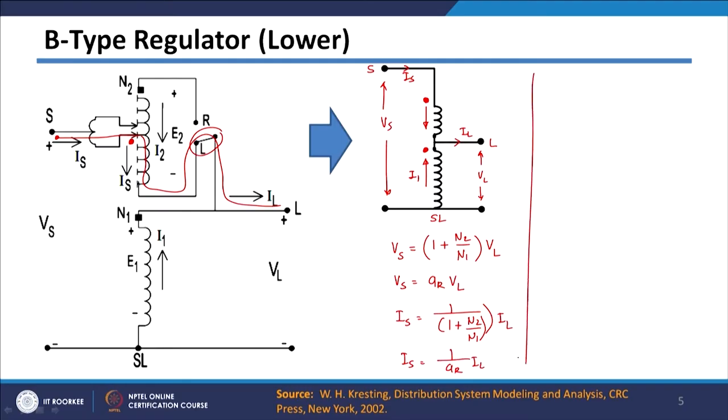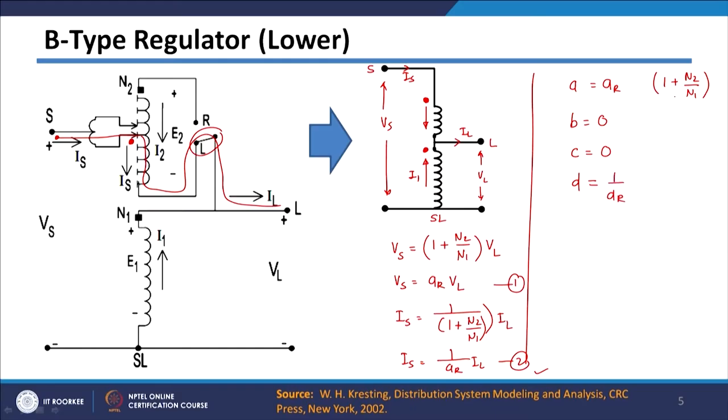So, in this case if you see the ABCD parameters, the A parameter will again be AR, but AR in this case is 1 plus N2 by N1. Your B parameter will again be 0 because in equation number 1 we do not have a term related to IL. C will also be equal to 0 because in equation number 2 we do not have a term related to VL, and your D parameter for this will be equal to 1 upon AR.